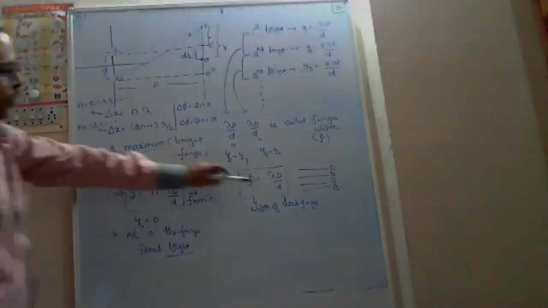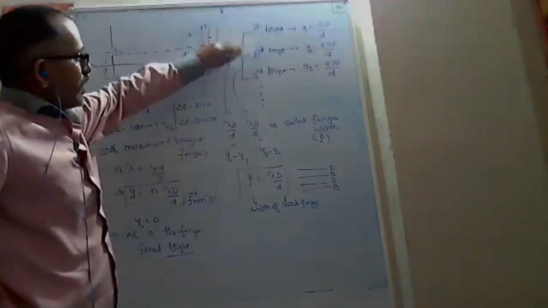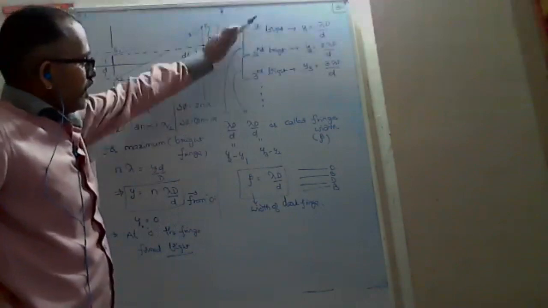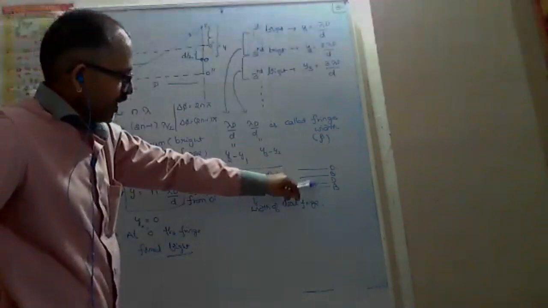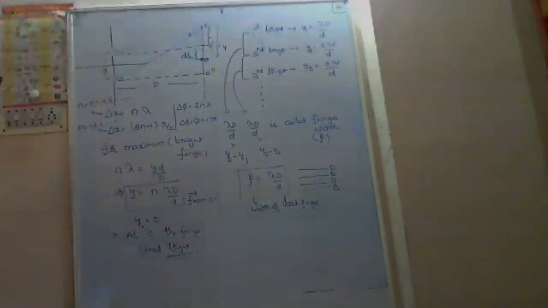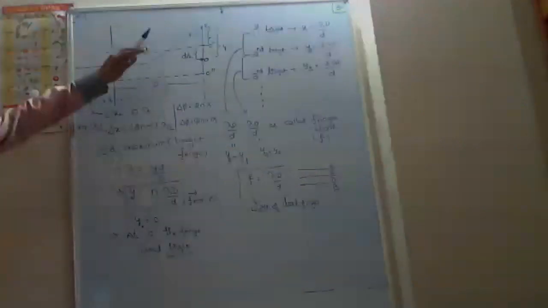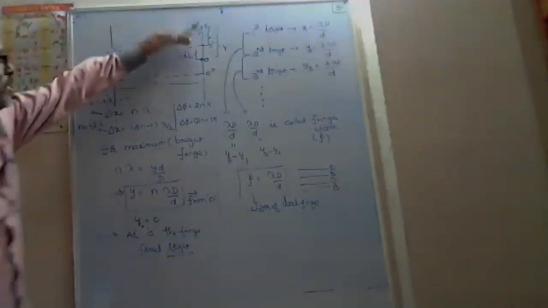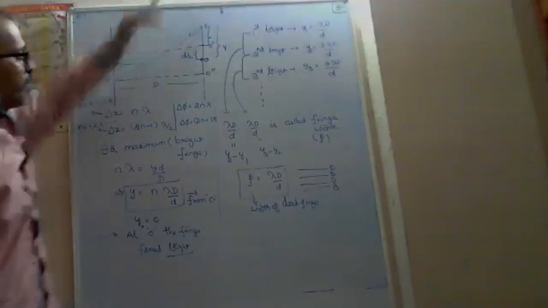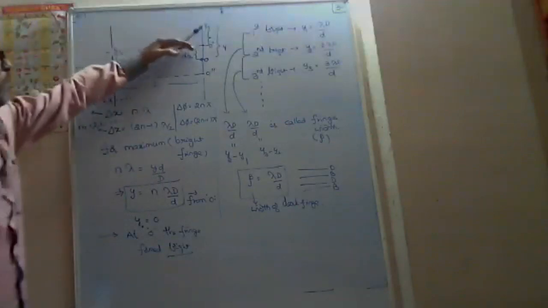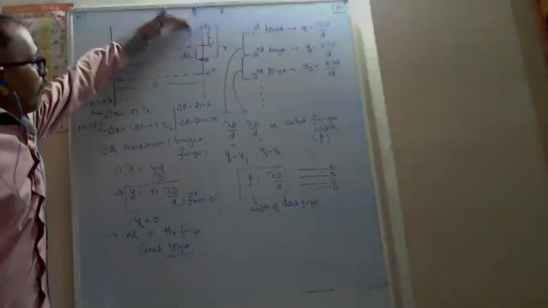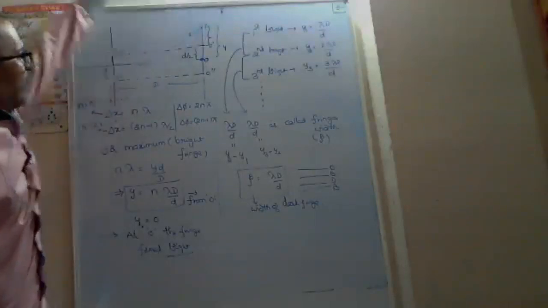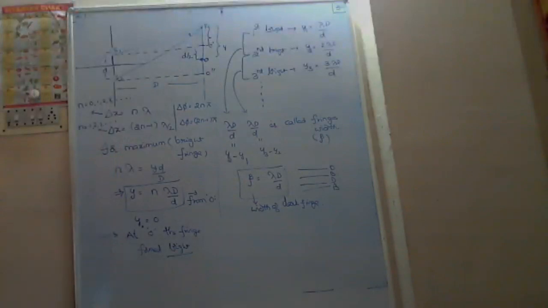So between any two brights, first bright, second bright, third bright, the width of the fringe is lambda D by d, and all brights are formed at equal separations. Again, lambda D by d plus lambda D by d, second bright, plus lambda D by d, third bright, like the bright fringes.